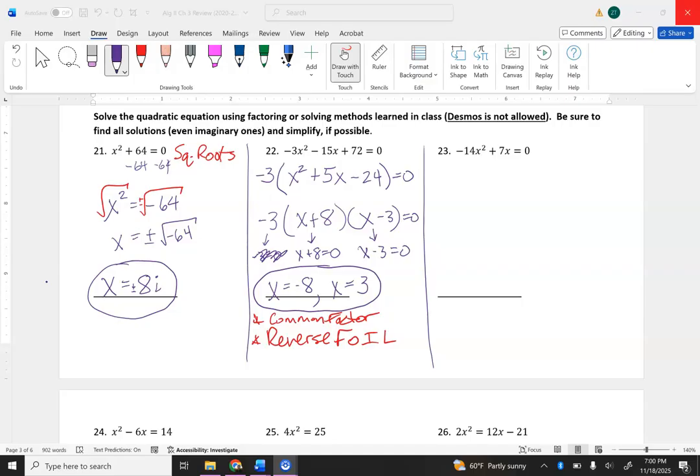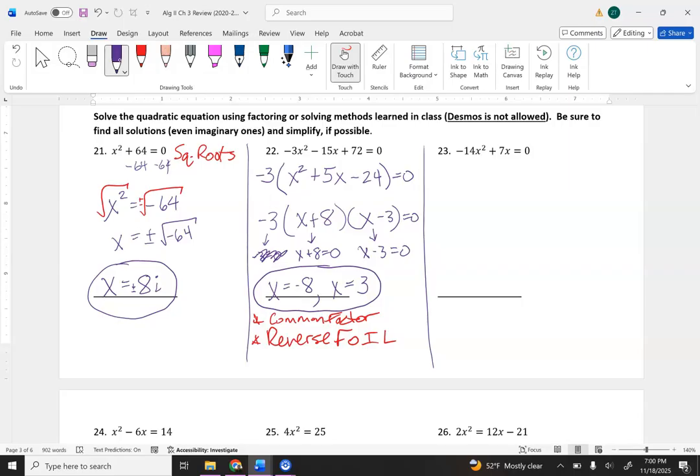All right, on 23 here, we'll do the decision tree again. So we'll go, is there a 0 on one side of the equation? Yes, there is. So let me go to the next. Is there anything that these two terms have in common? Definitely, right? They both have a 7 in common. They both have an x in common.